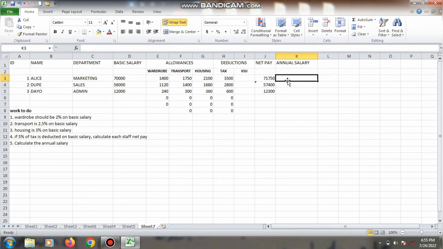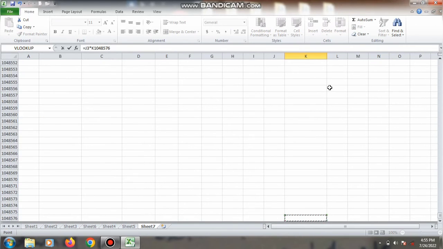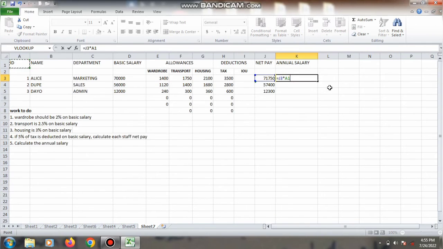And the annual pay, we know there are 12 months in a year. So it's very simple. Our net pay multiplied by 12 equals what? J3 multiplied by 12. Then you enter. So for the end of the year, Alice is going back home with 861,000 naira. Very simple.